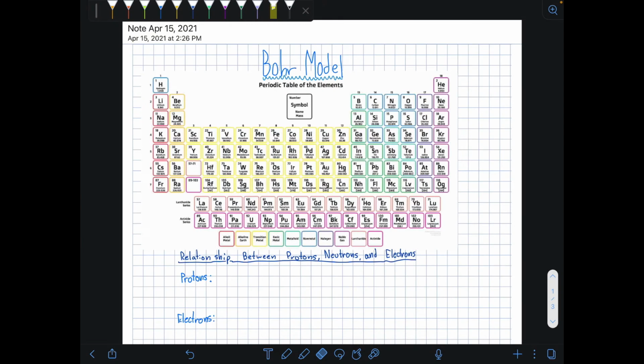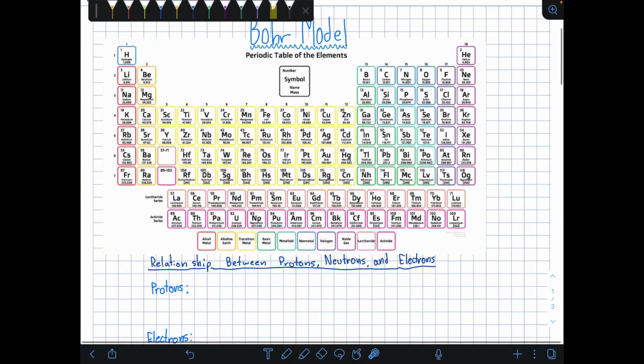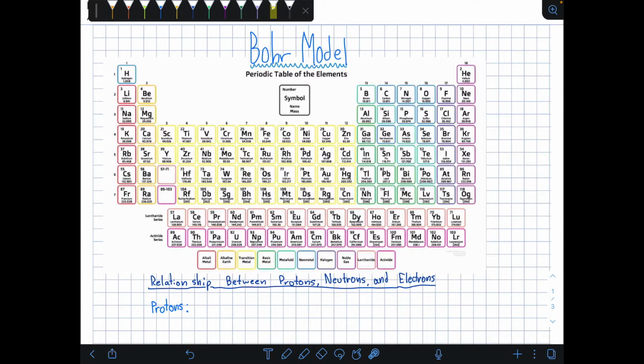Let's learn about the Bohr model. So before we just get into the Bohr model, let's make sure you know about, you should already know this, the periodic table of elements. So let's just review, make sure you know all of this.